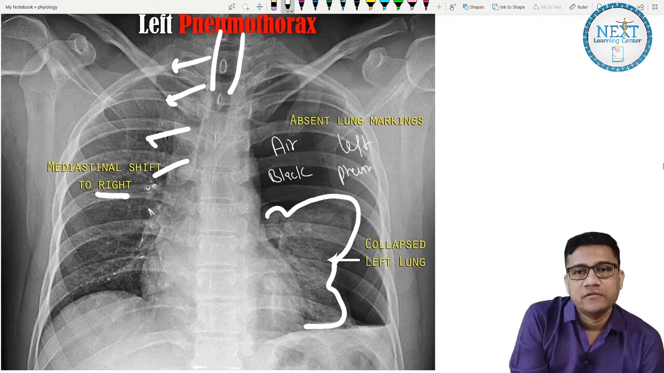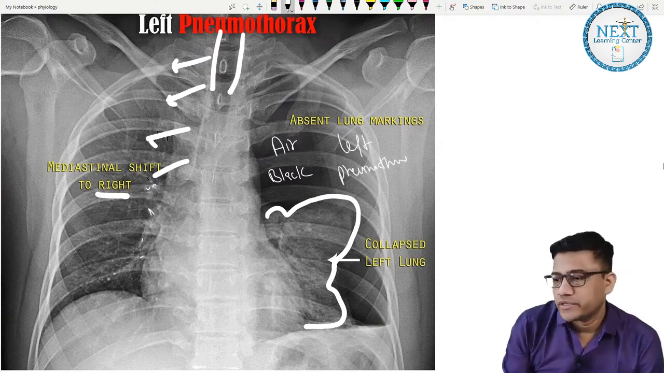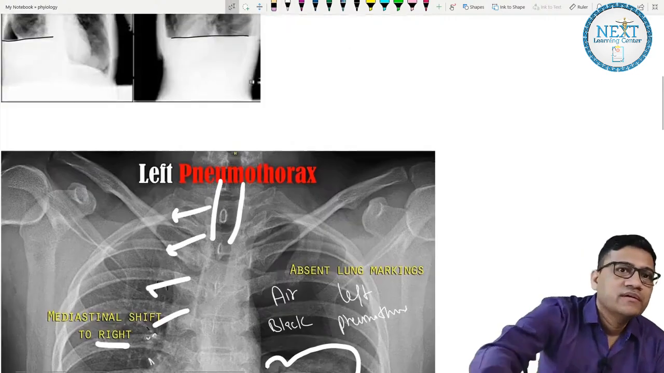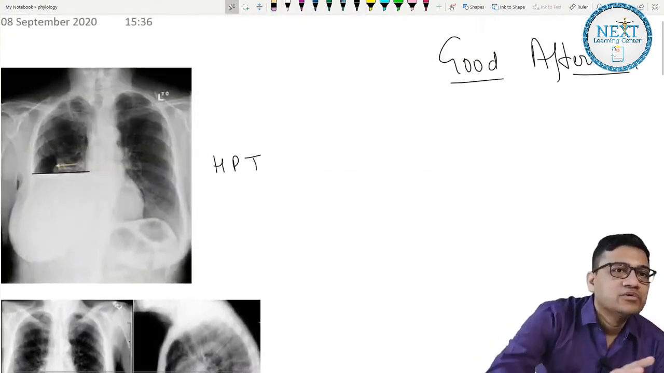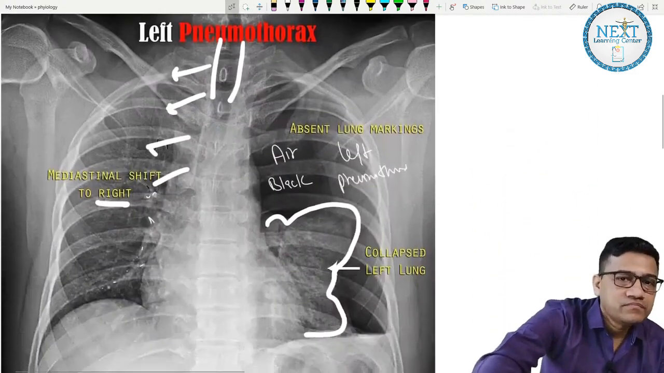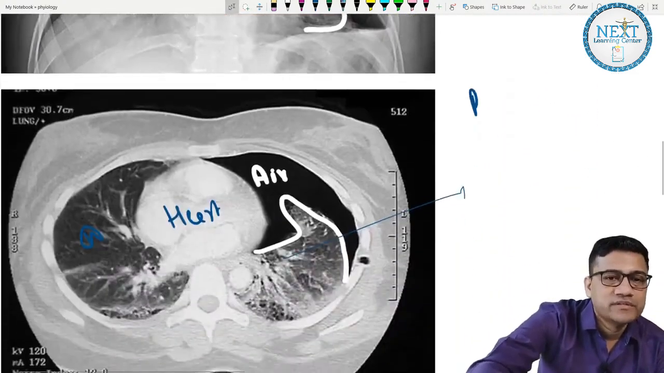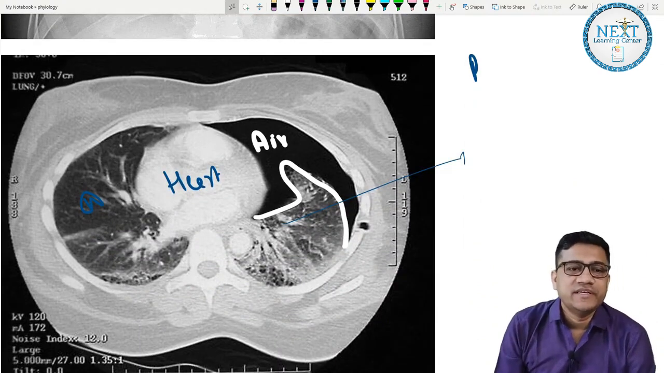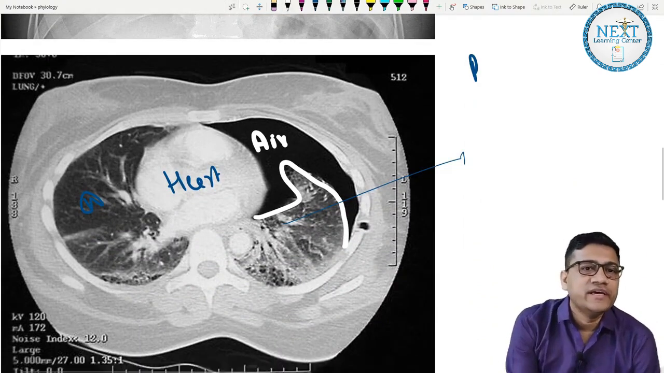Yes, you are right, pneumothorax. So left pneumothorax. And this was the hydrothorax, hydropneumothorax, sorry. Clear? So left pneumothorax. This is again a CT. What do you see here? Again air. Can you see air?